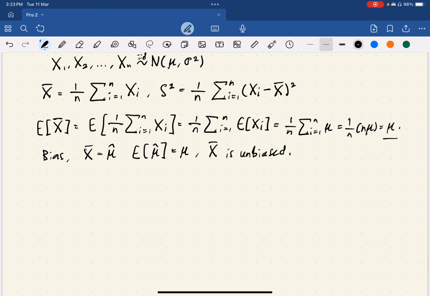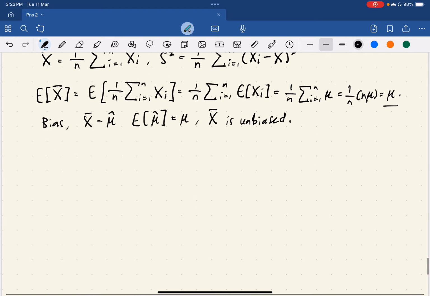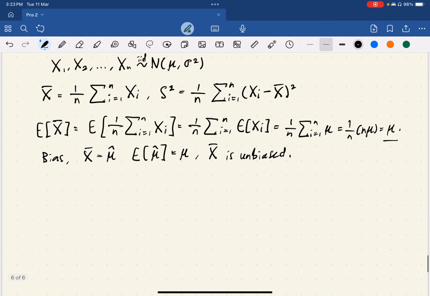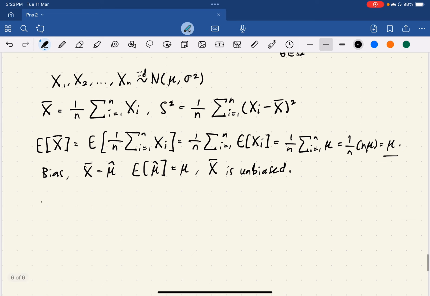But we see that it doesn't hold for the variance, the variance estimator. As you can see here, if we try to find the estimator of s squared, what do we have? Okay, we have this.